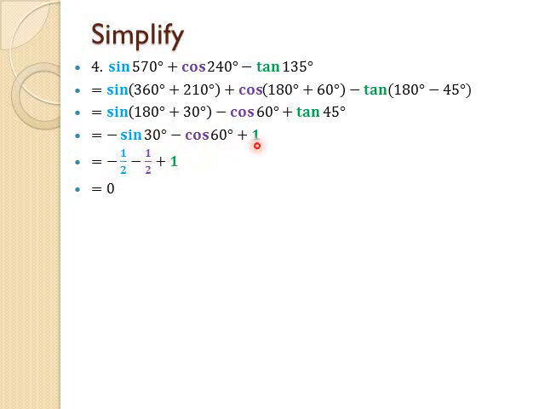But yeah. Negative sine 30 gives me negative half, minus cos 60, which is half. Then negative half minus half is minus 1, plus 1 gives you 0, right? So hope you follow, understand. Let's look at the last problem.